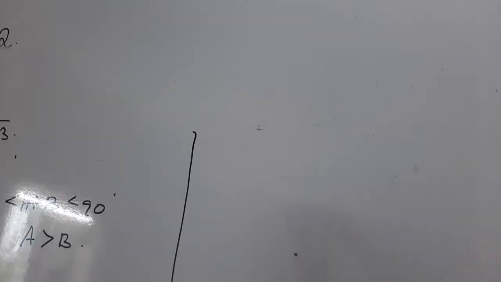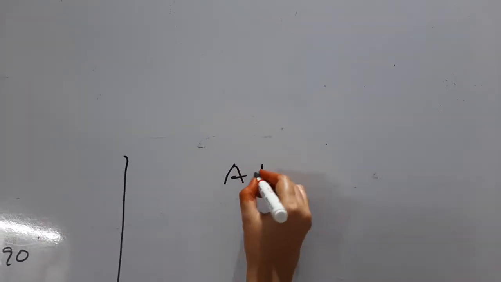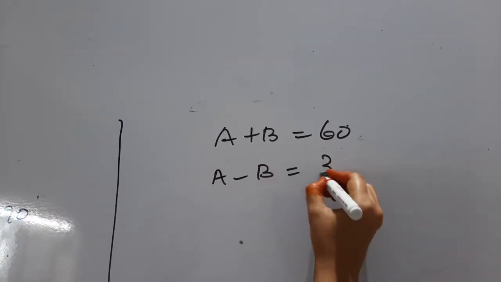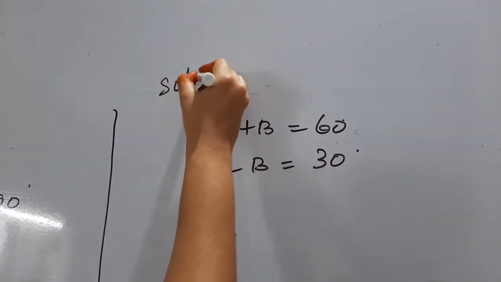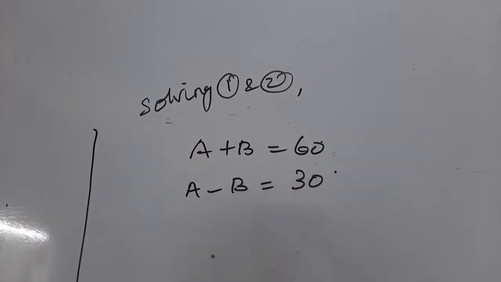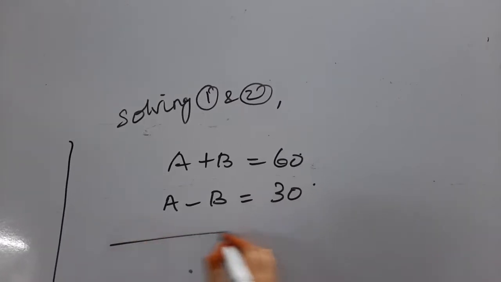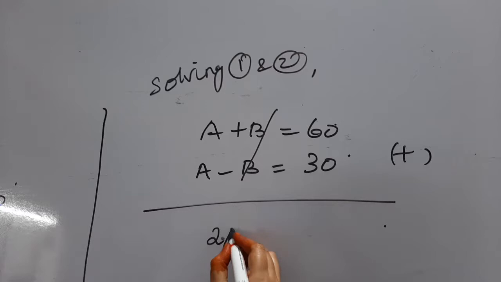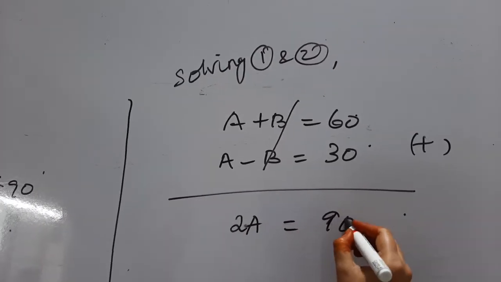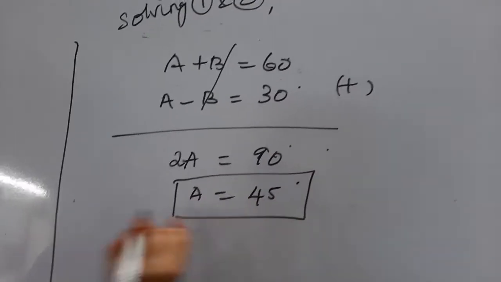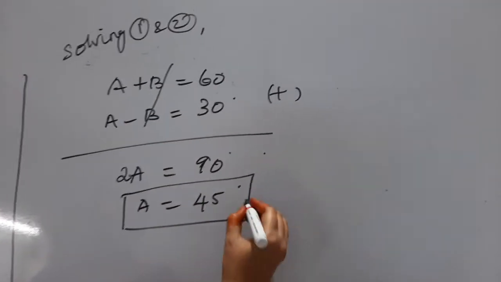Now I have a pair of linear equations with two variables A and B. The first equation is A plus B equal to 60. The second equation is A minus B equal to 30. Now I am going to solve these two equations by the elimination method. B will get cancelled. 2A is equal to 90. Therefore, the value of A is equal to 45. I got the value of A as 45.